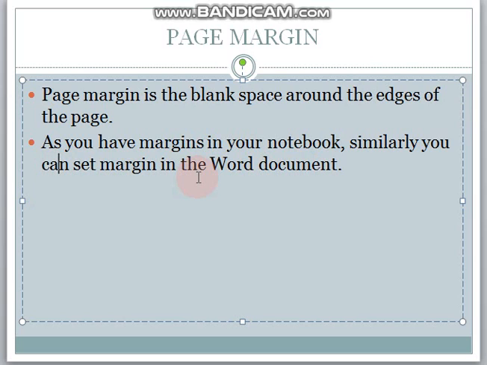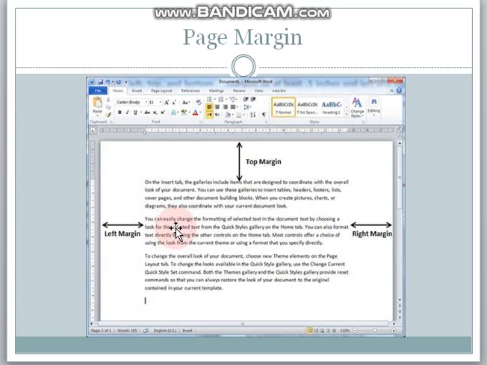So students, let's have a look at the figure of Microsoft Office 2010 and then you will get a better concept of page margin. This is the interface of Microsoft Word 2010. This is basically the top margin, the left margin, the right margin. These are basically the spaces. And you know what is page margin? The page margin is the blank space around the edges of the page. So this is what you call page margin.